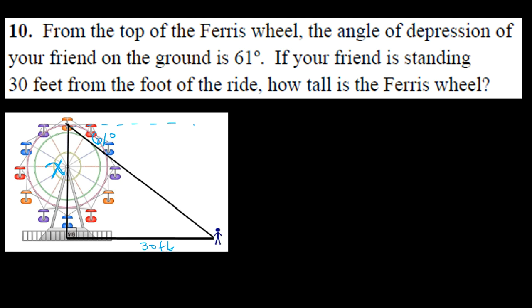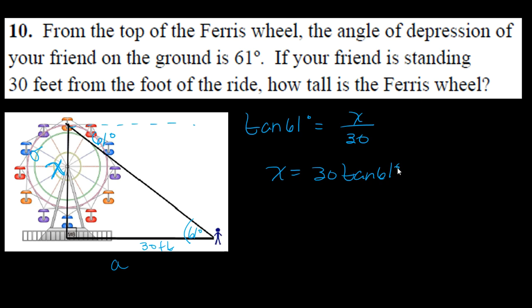So we have 61 is the angle of depression. We know this inside angle is 61 degrees as well, alternate interior angles. So we have opposite and we have adjacent, so that's going to be tangent. So the tangent of 61 degrees is equal to x over 30, cross multiply. X is isolated already, so straight to the calculator, 30 times tangent 61 gives us 54.1, and this is feet.